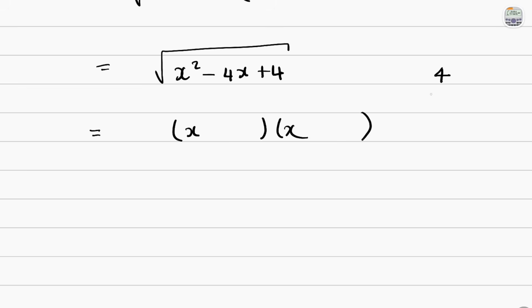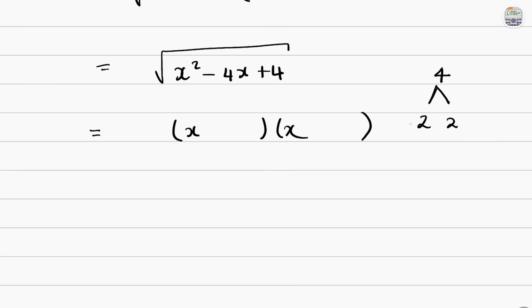So since this is a positive 4, the only way we can get a 4 in the middle is by using 2 and 2. But do you see how only the middle is negative? So the only way you could have gotten a positive is by saying plus and a plus, okay? Positive 2 times positive 2. But you can clearly see they didn't do that because the middle is negative.